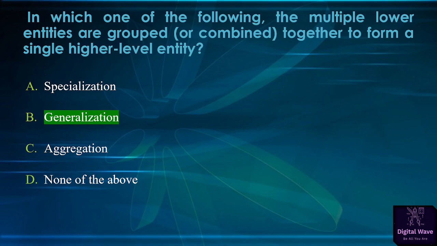To understand it more clearly, we will take one example. Suppose we have several lower level entities like bus, car, motorbike, etc. In order to make a more generalized higher level entity, we can combine them under a new higher level entity such as vehicle. So this is how we can describe generalization.